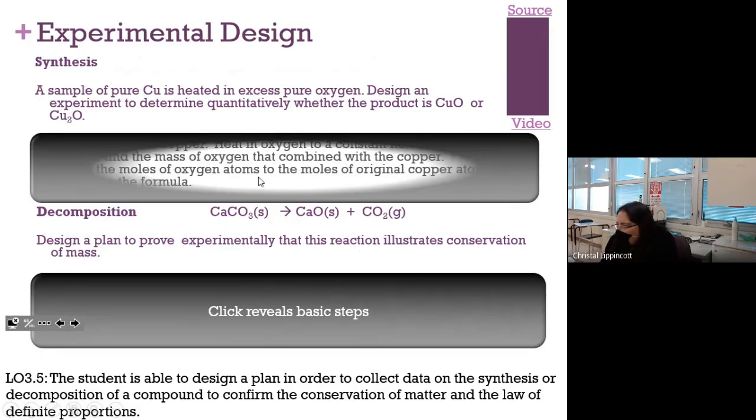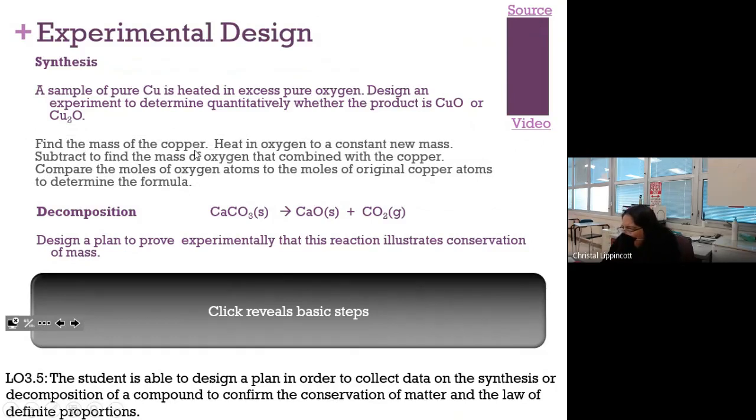So if we talk about this one, you would find the mass of the copper. You're going to heat it in oxygen to a constant mass. Subtract to find the mass of the oxygen when combined, and then compare those moles. So essentially, you're doing an empirical formula lab, okay?